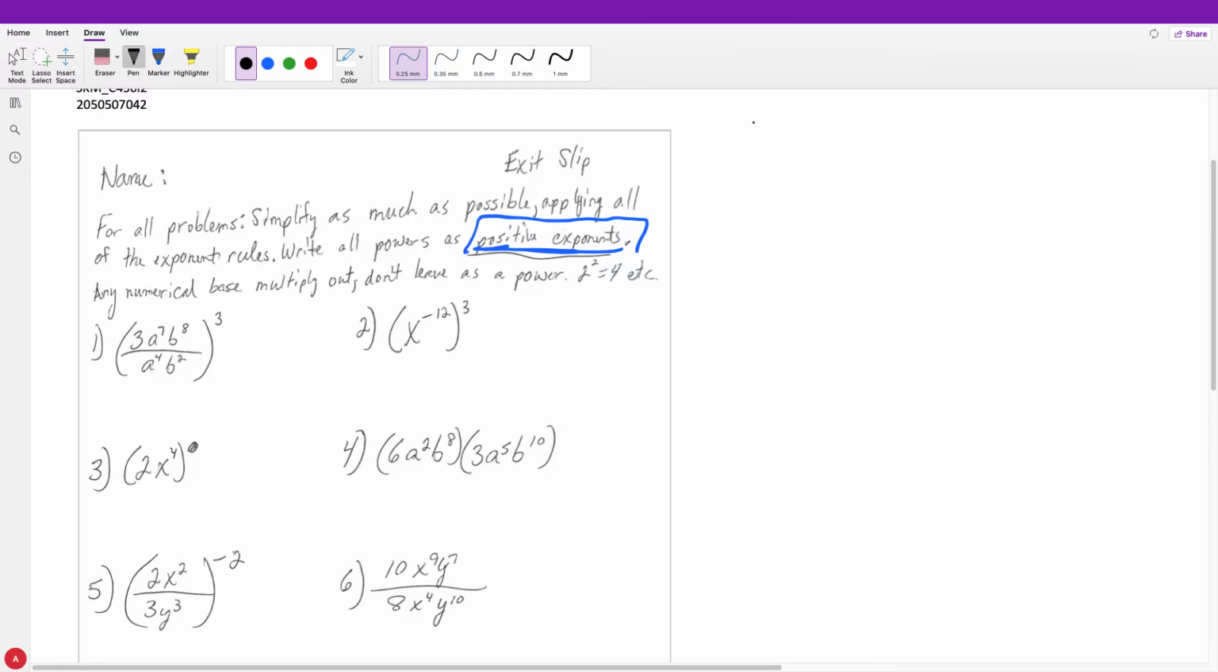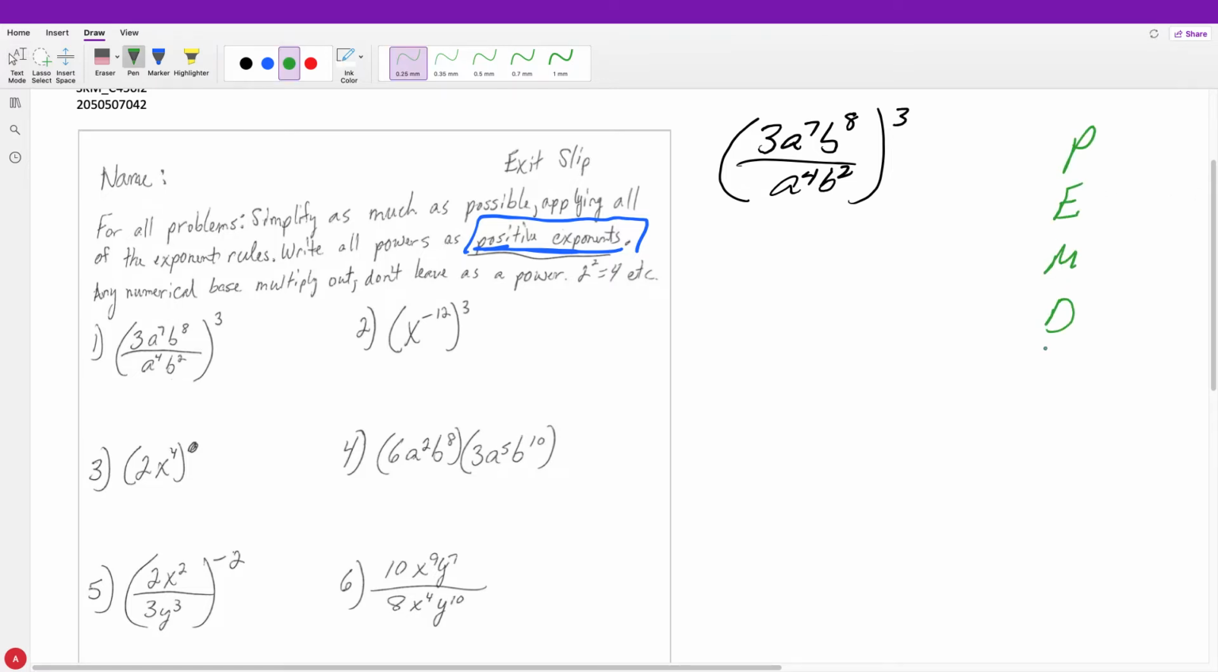All right, so for this first problem, we have 3 times a to the 7th, b to the 8th, over a to the 4th and b squared, all being raised to the 3rd power. What I like to do first is when I have these parentheses, because of our PEMDAS, the parentheses does occur before our exponent, even though we could distribute that exponent in. So I'm going to simplify everything I can in my parentheses first. So I see I have a and b in my numerator and denominator. Well, my rule is I subtract. So it becomes 3, and then 7 minus 4 is going to be equal to 3.